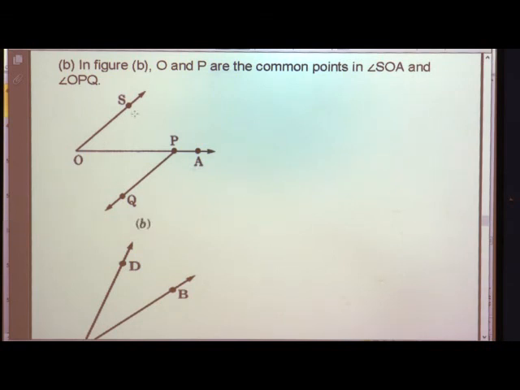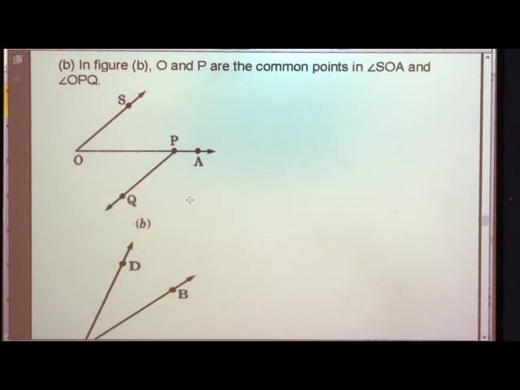Now see here. This is the angle. Here the angles are SOA. This is the first angle, angle SOA, and the second angle is OPQ. So two angles are there. One angle is formed at O and the other angle is formed at P. So the angles are named as angle SOA and the other angle is named as OPQ.